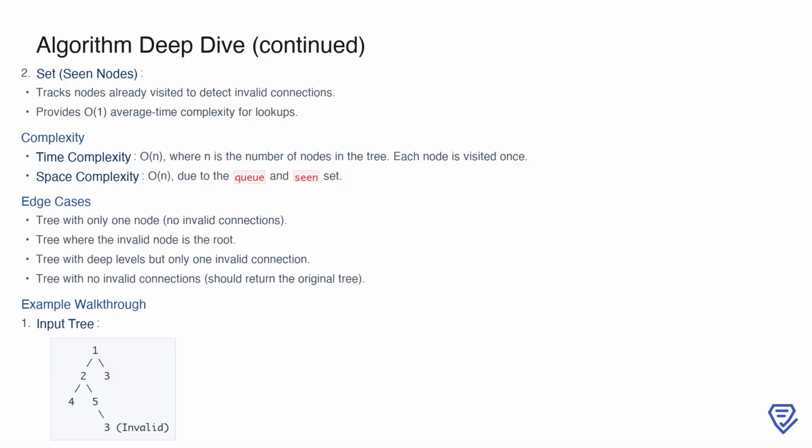For instance, if the tree has only one node, there are no invalid connections to correct. If the invalid node is the root, the algorithm should handle this scenario gracefully and return the corrected tree. Other edge cases include trees with deep levels but only one invalid connection, or trees without any invalid connections at all, in which case the original tree should simply be returned.